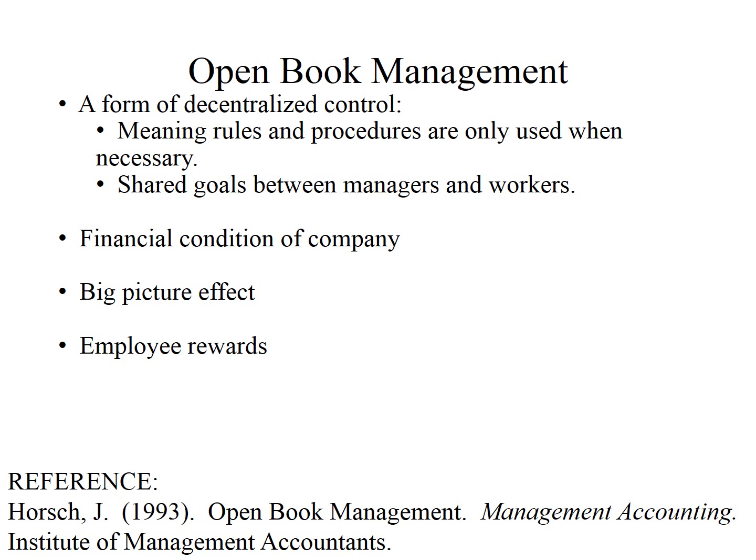Open book management, once again, is the contemporary control tool that I decided to use. It is a form of decentralized control. Decentralized controls just means that rules and procedures are only used when necessary. There's no set standard operating procedure. People are allowed to deviate from the norm more often than not. There are shared goals between managers and workers, pretty much because the managers look at the workers as partners. Sometimes they are partners because they are employee-owned companies.